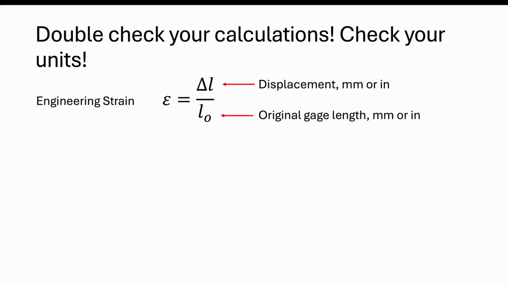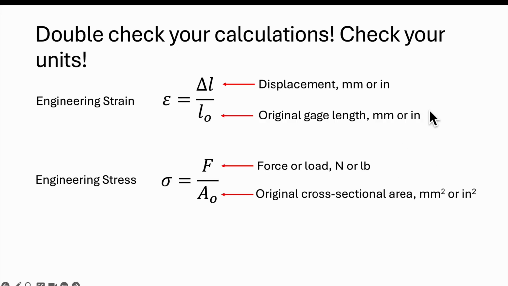The raw data that we get from tensile testers is going to give you displacement and force, and then we calculate everything from there. The first thing we need to calculate is engineering strain, and that's what I'm showing here. So engineering strain epsilon is equal to the displacement, delta L, or the difference in length, over the original gauge length. Both of these units are going to be in either millimeters or inches, and so this will be unitless, sometimes given as millimeters over millimeters or inches over inches, but it is, in fact, unitless.